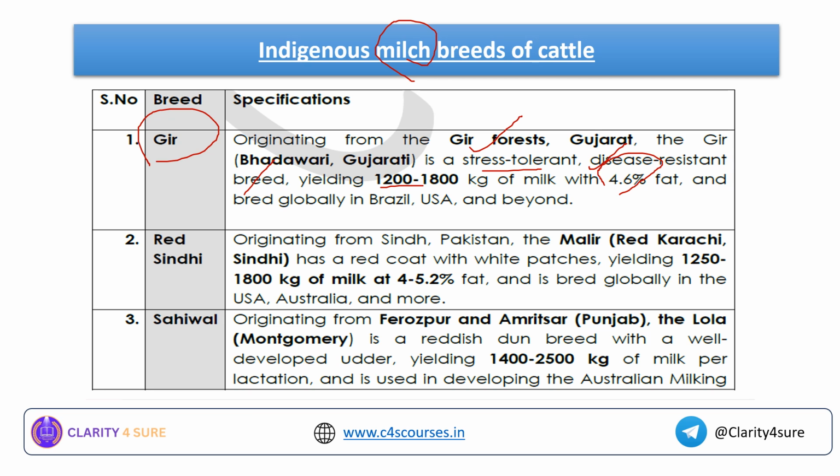Next comes the Red Sindhi. This is also one of the important milch breeds of cattle, and it originated in the region of Sindh, Pakistan.